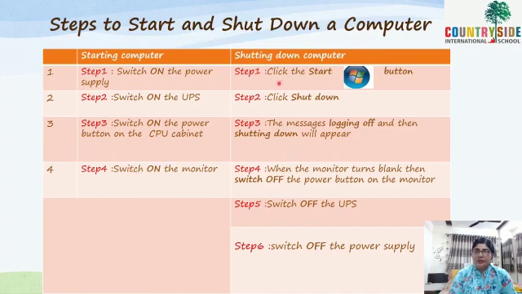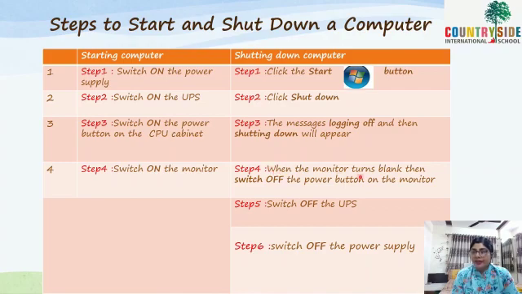Now we will see, when we are done with the work and we want to turn the system off, what are the steps we should follow. First of all, click the start button. Where is the start button? At the bottom left side of your screen. Click the shutdown option. When you click on the start button, you will see this option, shutdown. Click on that. A message, logging off, first comes, and then shutting down will appear on your screen.